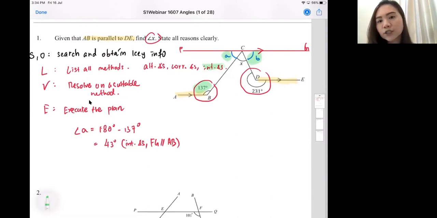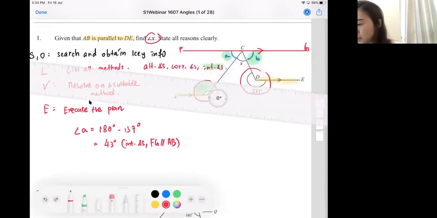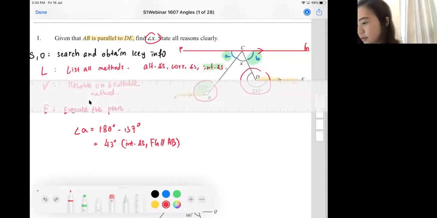To find B, there are a few ways you can approach the question. You can either do this. I'm going to draw this. I'm going to extend this line ED.